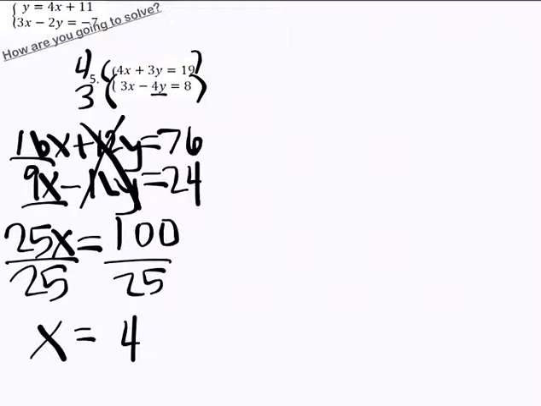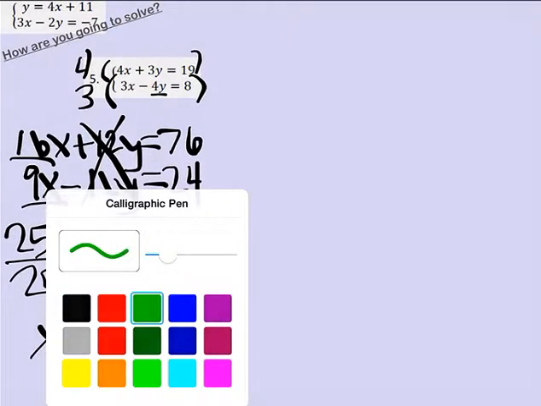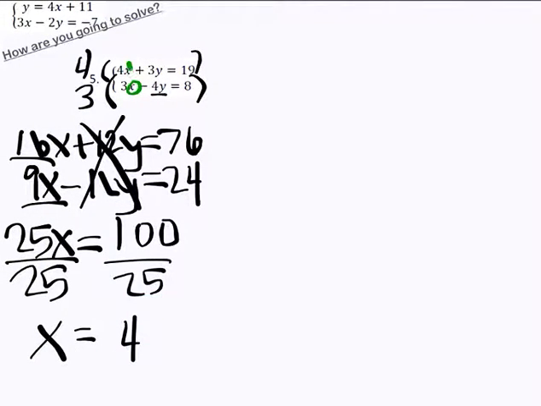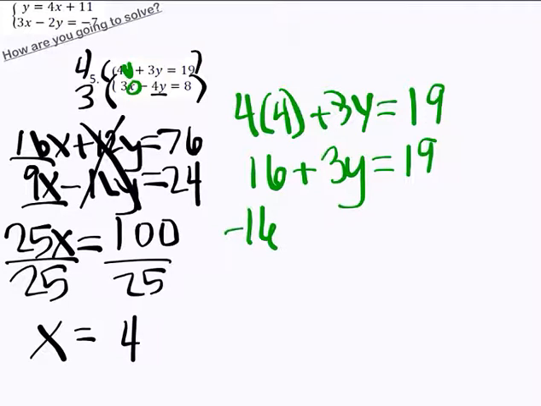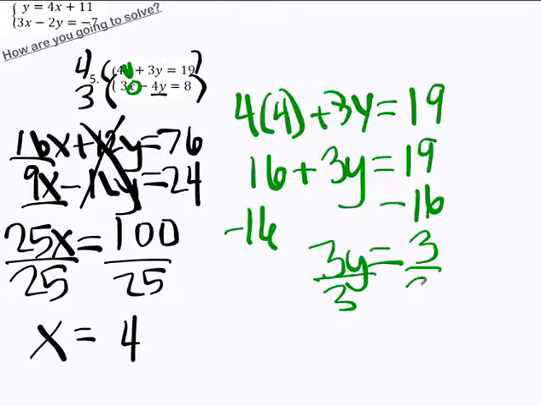4. So now I know my x is equal to 4, so I can substitute that in for x there or there. Let's go ahead and do the top one. So I'm going to have 4 times 4 plus 3y is equal to 19. So I have 16 plus 3y is equal to 19. I'm going to subtract 16 from both sides, and I get 3y is equal to 3. Divide both sides by 3, and I get that y is equal to 1.